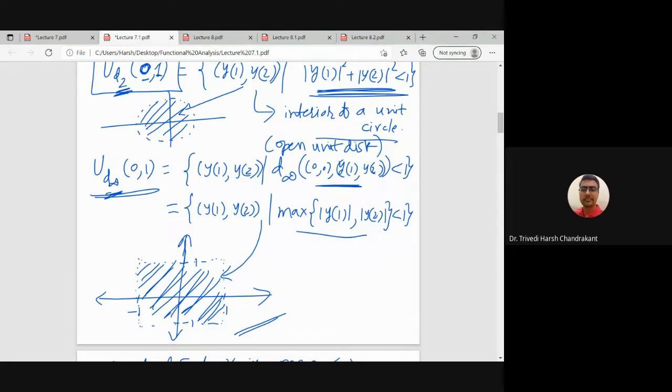Yeah, so how is it coming? Because if the maximum is less than 1, then modulus of y1 is also less than 1 and modulus of y2 is also less than 1. And the converse is also true. If modulus of y1 is less than 1 and modulus of y2 is less than 1, then the maximum of those is also less than 1. So therefore we are getting this set using this condition.